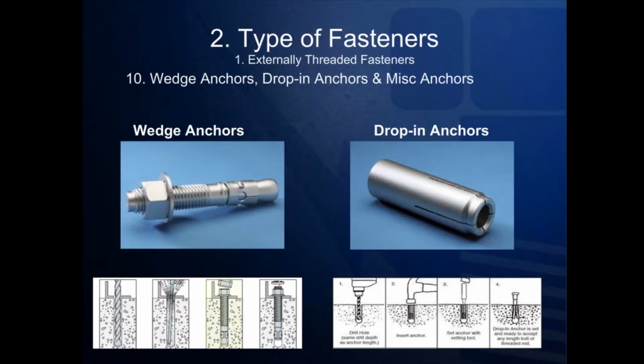A wedge anchor will be dropped into the hole, and once the nut is assembled and tightened on, it'll start to pull back on the anchor. However, this won't happen due to the expanding disc at the bottom of the wedge anchor, which bites into the hole and thus anchors it into the concrete.